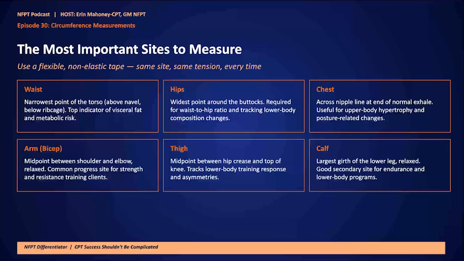Now, for both the thigh and the arm, a great way to avoid as much inconsistency as possible is to actually measure where that midpoint is. So you would measure, for example, with the arm, the entire length between the shoulder and the elbow, mark that halfway point with a pen, let's say, and then that is where you would conduct your circumference measurement. Same thing with the thigh. That helps to reduce any kind of variation from one month to the next, or even from trainer to trainer.